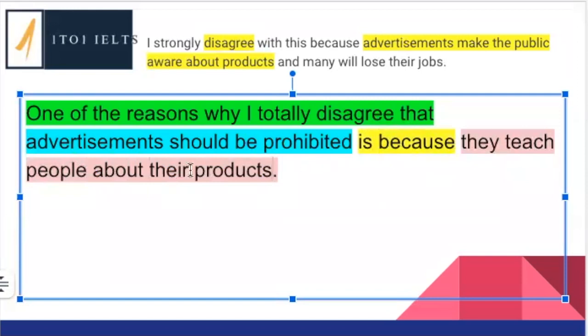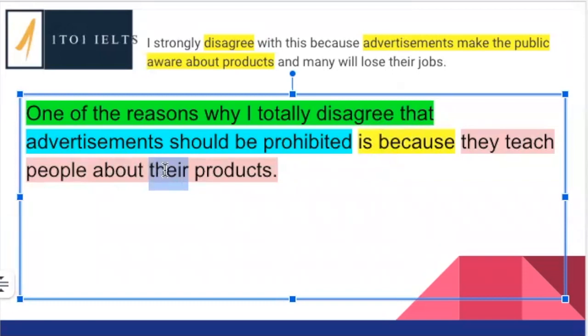So we have a referencing word here, their products. Who does their refer to? Who do these products belong to? Yeah, the products belong to the companies. They don't belong to the advertisements. So the products belong to the companies. Have we mentioned the word company yet? So no. So if we haven't mentioned the word company, we can't reference something that hasn't been mentioned.